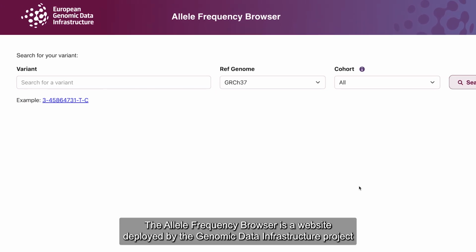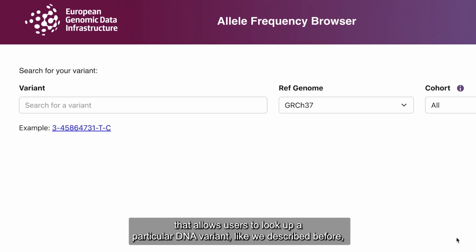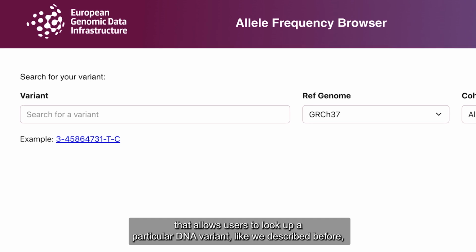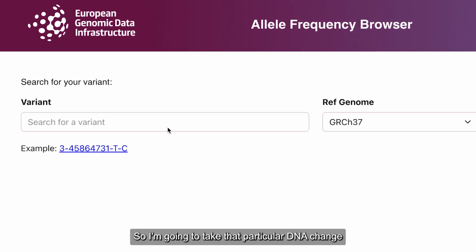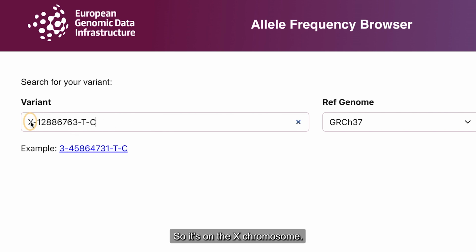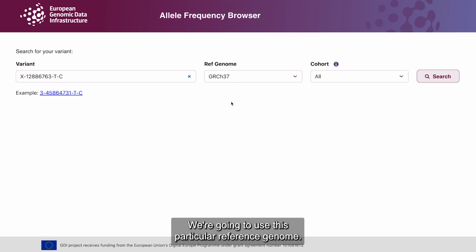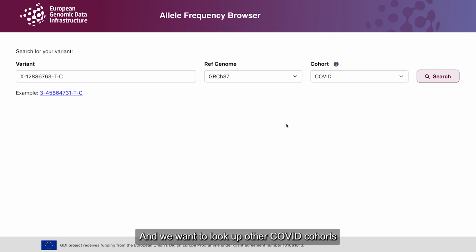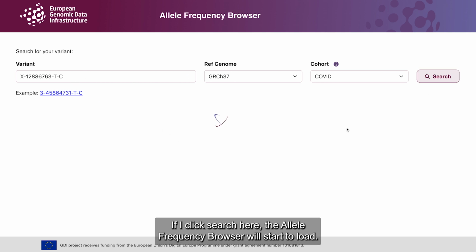The Allele frequency browser is a website deployed by the Genomic Data Infrastructure project that allows users to look up a particular DNA variant, like we described before, in and across GDI datasets in a federated way. So I'm going to take that particular DNA change that the patient with COVID-19 had before. So it's on the X chromosome, it's at this position on the X chromosome, and it's a single base change from a T to a C. We're going to use this particular reference genome, and we want to look up other COVID cohorts to see if other patients happen to have this variant too. If I click search here, the Allele frequency browser will start to load.